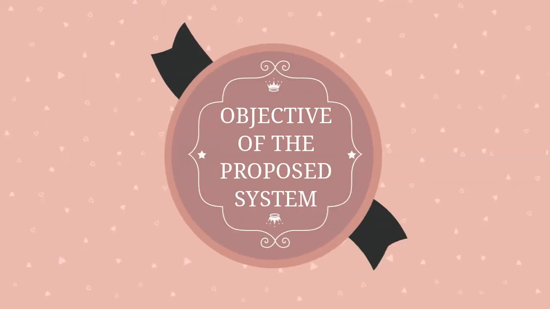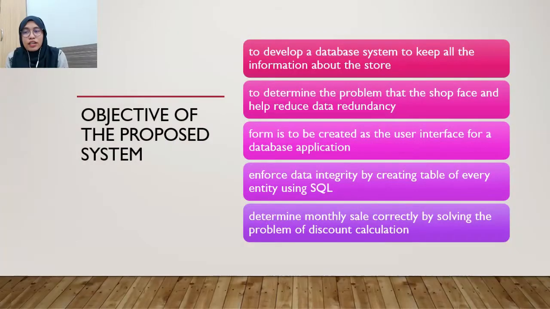Objective of the proposed system. The project is done purposely to advise Sweet Ice Cream Shop to develop a database system to keep all the information about the store. DBMS is used to build the system because DBMS provides backup and data recovery procedures. Next, to determine the problem that the shop faces and help reduce data redundancy by applying normalization, which are first normal form, second normal form and third normal form.